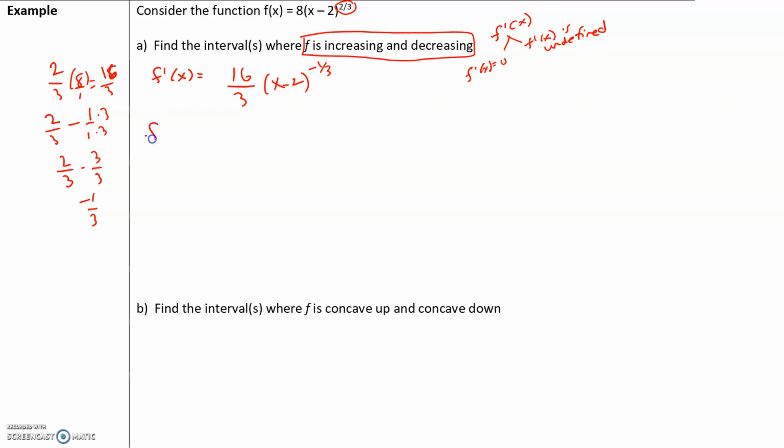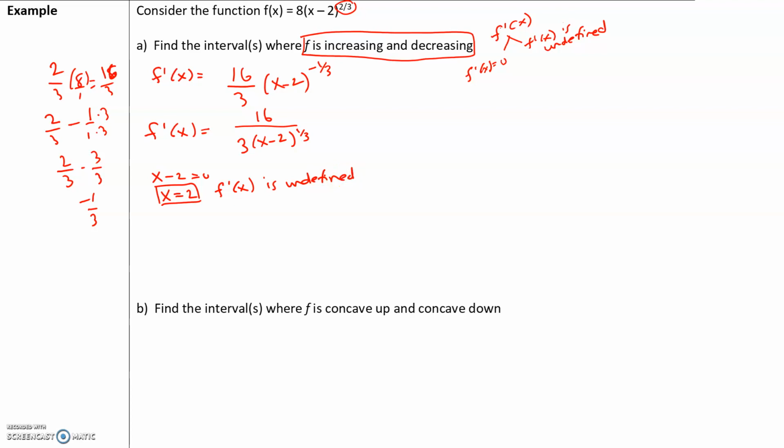We don't want to leave that negative exponent, so we're going to move it to the denominator. And this will give us 16 divided by 3 times x minus 2 raised to the 1/3 power. That is our first derivative. Now, automatically, I can tell that the first derivative is going to be undefined. This happens anytime the denominator could equal 0. So we want to think about, when does this equal 0? Because then we will have division by 0. So x minus 2 will equal 0 when x equals 2. So here the first derivative is undefined. So that is a critical point.